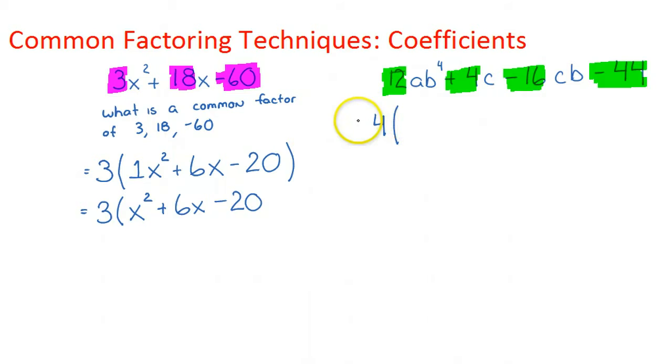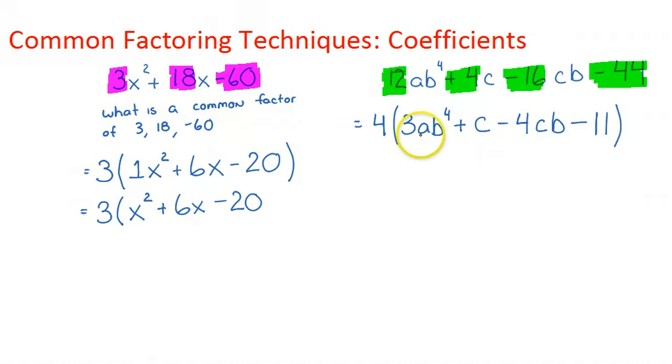So then I say 4 times what gives me 12? And the answer is 3. And I write the unknowns there. 4 times what gives me 4? And the answer is 1. 4 times what gives me 16? And the answer is minus 4. Sorry, that should be negative 16. 4 times what gives me negative 44? And the answer is negative 11. If we've done this correctly, then there shouldn't be a common factor in any of the terms.